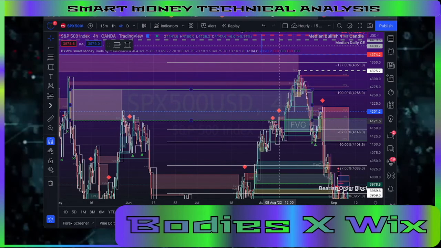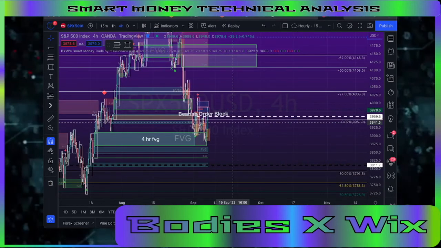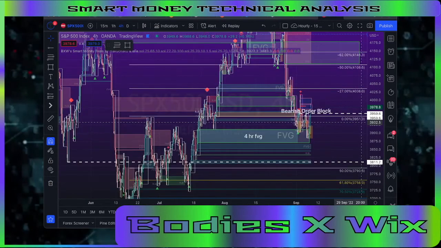So it fills it here, right? Hits this one, fills it on this side, and it touches this one up here, and then comes back down. Here's another fair value gap. It fills, boom, boom, and that leaves us to where we were today.